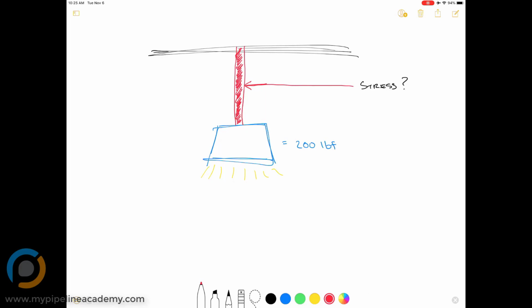has a yield stress point higher than 200 pounds. Close. That has a yield strength that's higher than the stress created in the rod. And we need to calculate the stress in the rod. Okay, let's do that. Okay.